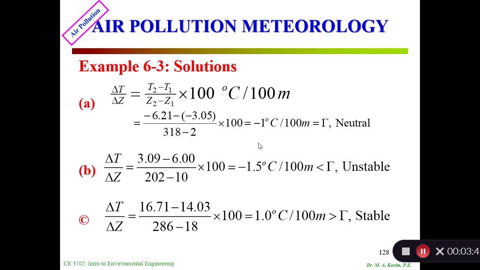So this is equal to gamma, which is called neutral. For the second one, delta T over delta Z, I got -1.015 degree Celsius per 100 meter, which is less than gamma, so the lapse rate is unstable. The third one, C, delta T over delta Z is 1, which is greater than gamma, so it is stable. So this is good weather, this is bad weather, and this weather can go anywhere because it's neutral. Neutral means it can go to the left or to the right very easily.